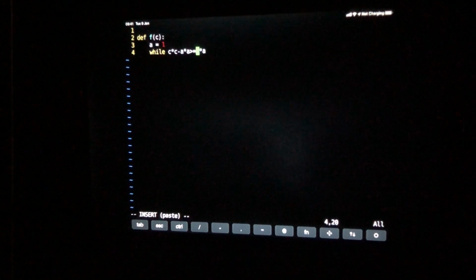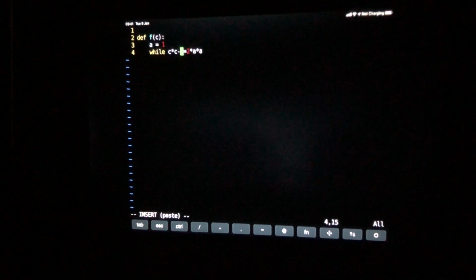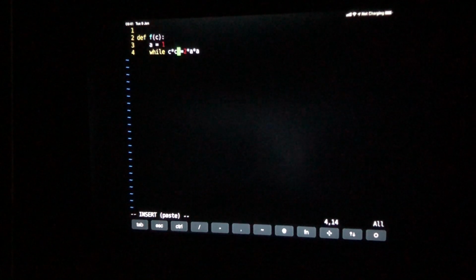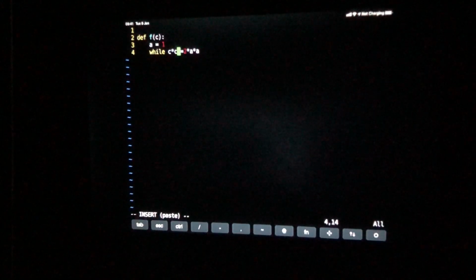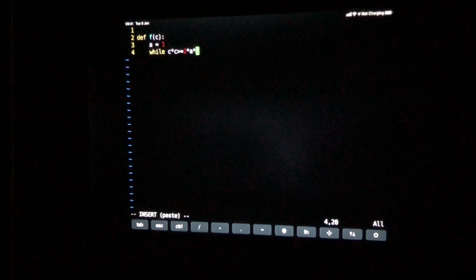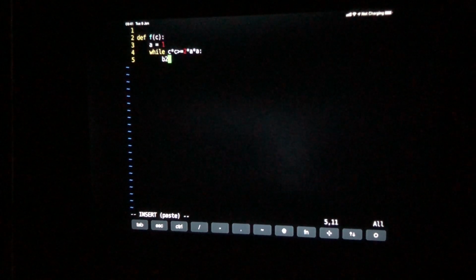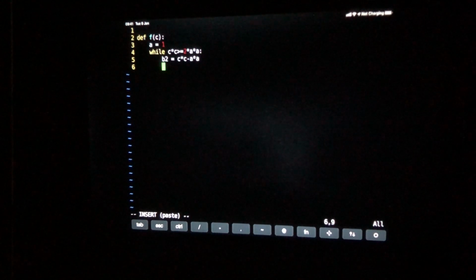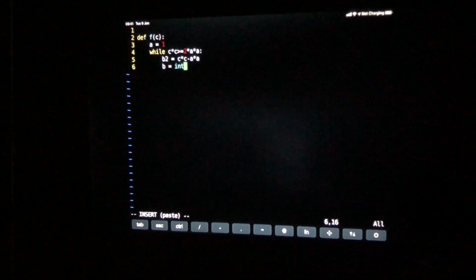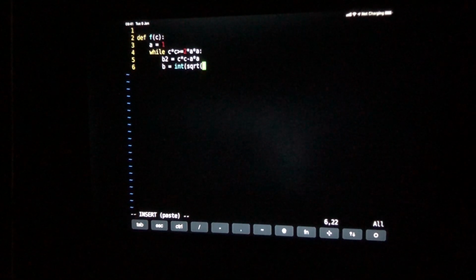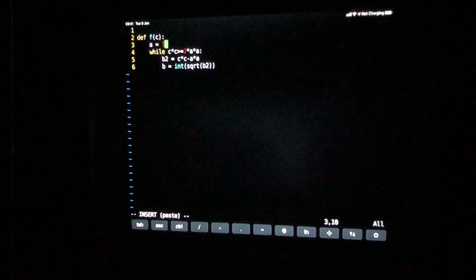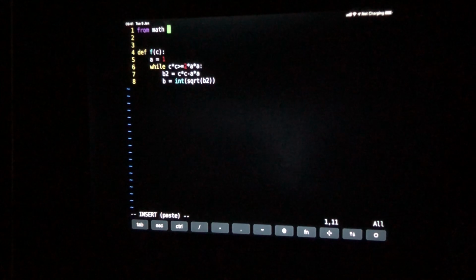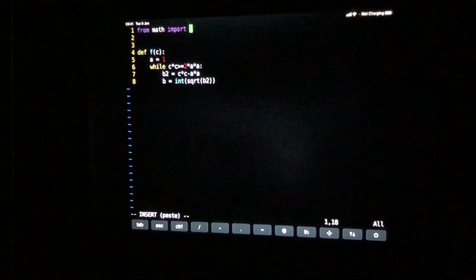So this can sum up to this. Look, this can move to C times C bigger than or equal to 2 times A times A. Okay, and then what? B squared equals C times C minus A times A, right? And then we need to calculate the B value, which is the integer of the SQRT, square root, of B2, right? But in order to use the square root function, we have to import the function from the math module.